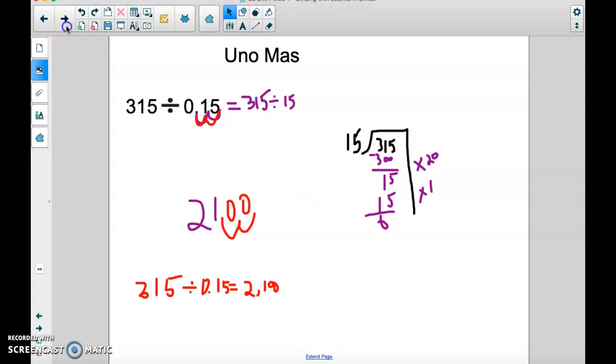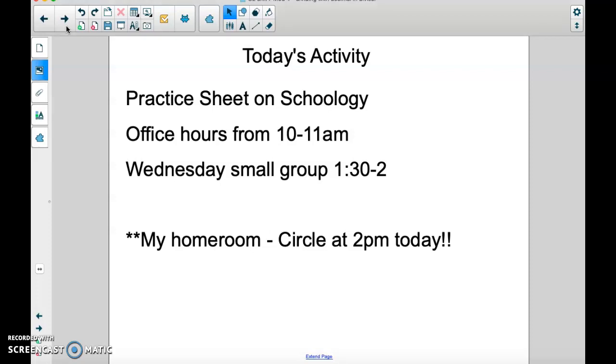So let's talk about what we have to do today. There's a practice sheet on Schoology. It's real quick. Hopefully it doesn't take you too terribly long. If this is confusing you, if you start doing your worksheet and you are confused by it, I have office hours from 10 to 11. Please also remember, if at any point in the day you are struggling, just let me know, and I would be more than glad to help you out.